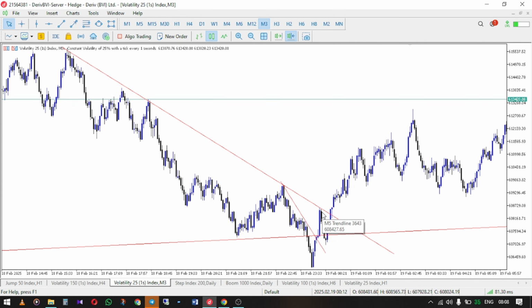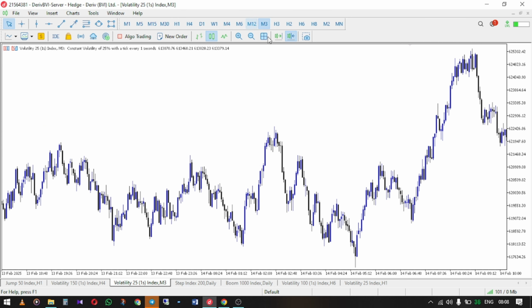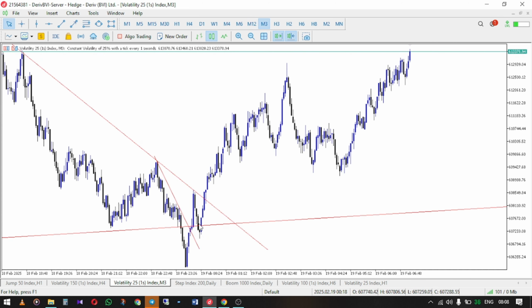A break of this M3 trend line, right? That is also in line with what? The 1 hour trend line below here. Let me put it back on 1 hour. This 1 hour trend line here is still here. Now check the M3. You have a break of the trend line just above it. So I saw the break of this.